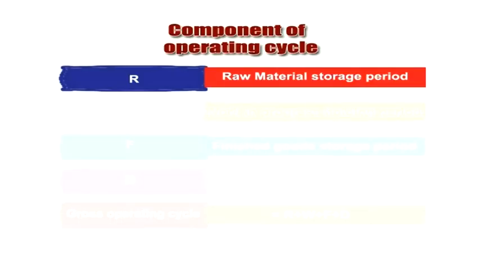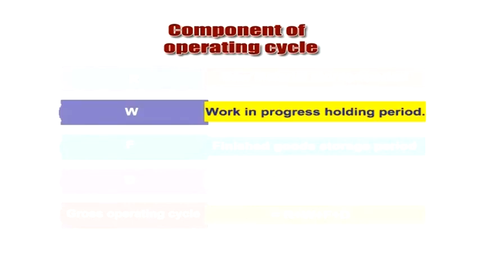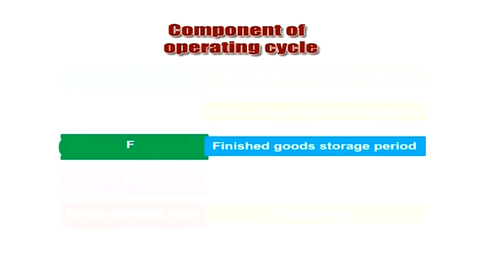Now, let us learn what the components of the operating cycle are. The components are represented in a symbolic manner. They are called R, W, F, D and C. Now, let us learn what these are. R represents raw material storage period, W represents work in progress holding period, F represents finished goods storage period and D represents debtors collection period.